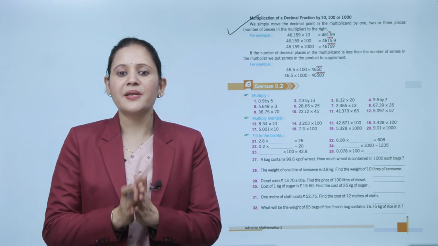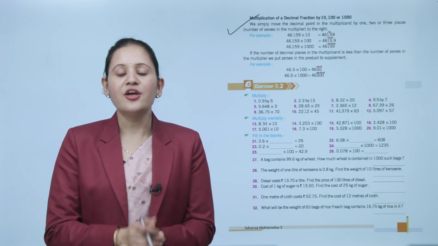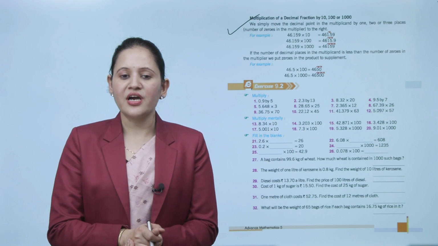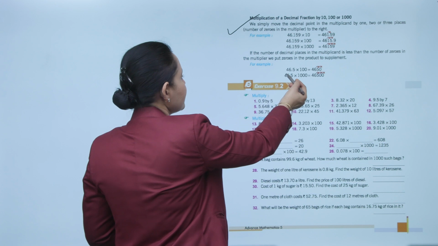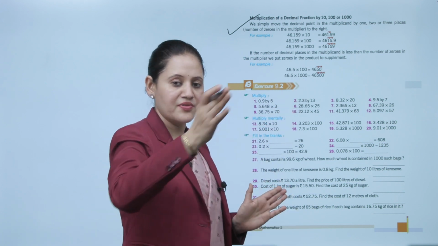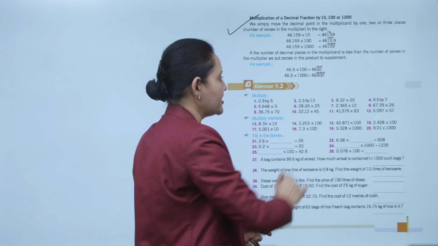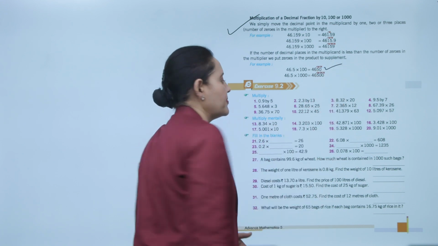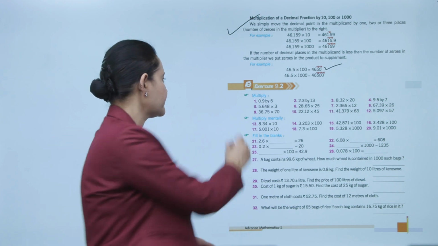If the number of decimal places in the multiplicand is less than the number of zeros in the multiplier, we put zeros in the product to supplement. 46.5 into 100. 46.5 into 100 means the multiplier is 100. So the decimal point will shift 2 places. But here there is only 1 digit after the decimal. So we'll add 1 zero. So 4650 will be the answer. Clear? Next is exercise 9.2.